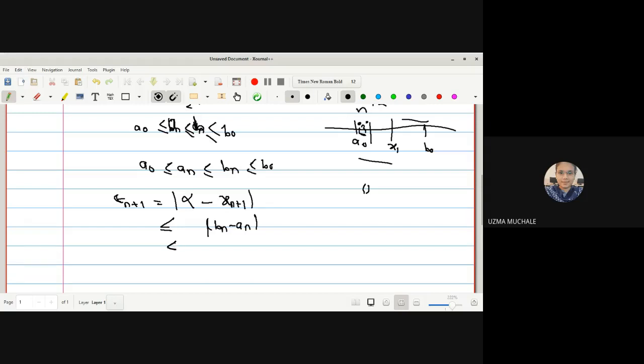Now again we can write the value of this as 1 upon 2 raised to n times (bn minus an). So epsilon n plus 1 is equal to 1 upon 2 raised to n times (b naught minus a naught). Ma'am, there should be b naught minus a naught, no? Sorry, b naught minus a naught.